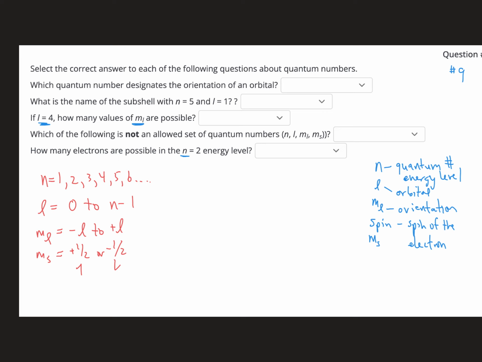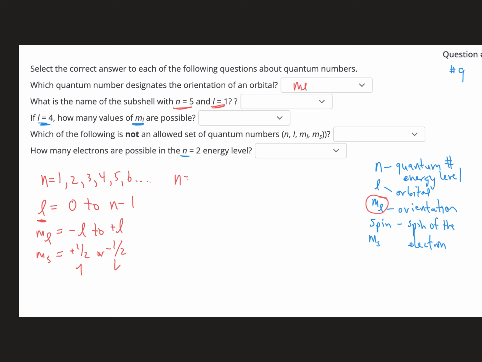All right, with that, let's see if we can answer a few of these questions. Which quantum number designates the orientation of an orbital? Well, that would be ML. ML tells us the orientation of that orbital. What is the name of the subshell with n equals 5 and L equals 1? All right, well, to answer that, you're going to need some more information. So L tells us our orbital.